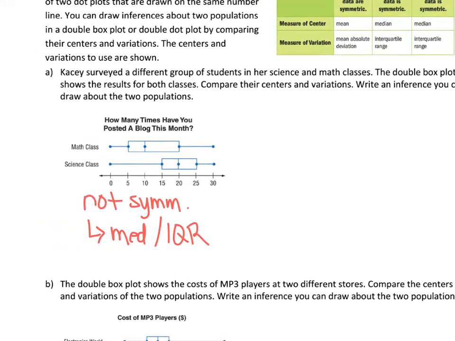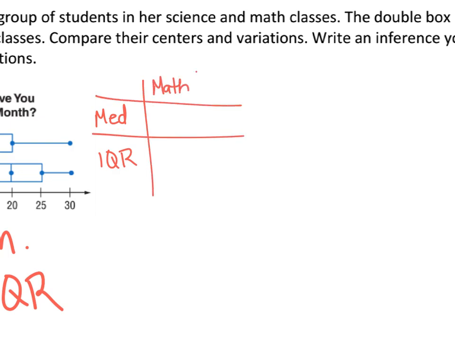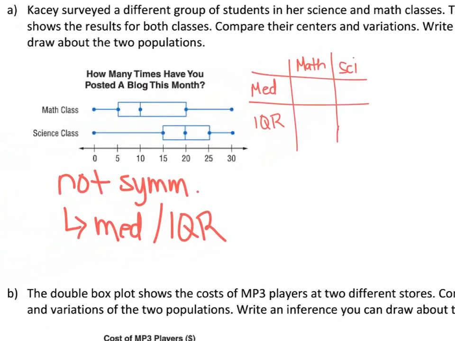I like to draw myself a little table to help me organize my information. We have math and science class, and we're finding the median and IQR. Nothing fancy. To find the median of a box plot, we just look at that center vertical line. So this is math. If we draw it down, it's at 10. So the median for math is 10. The median for science, if we look at the middle vertical line, is 20.